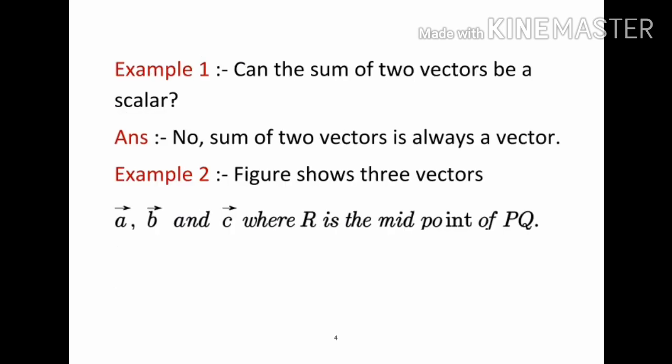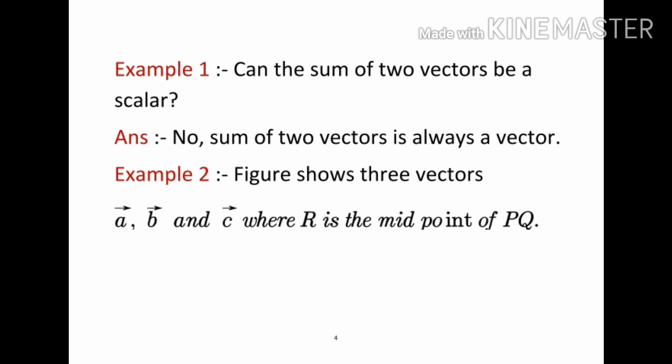Based on this, we are taking some examples. First one: can the sum of two vectors be a scalar? Generally, if two vectors are added, we get a vector. Therefore, the answer is no, and the sum of two vectors is always a vector quantity.